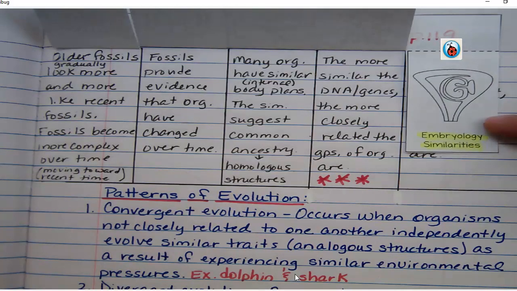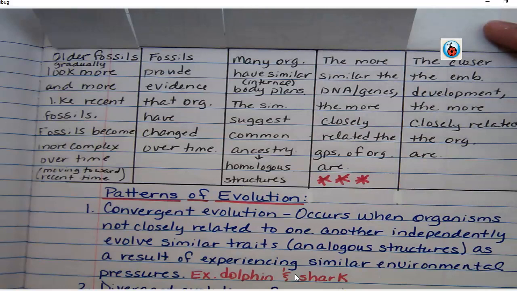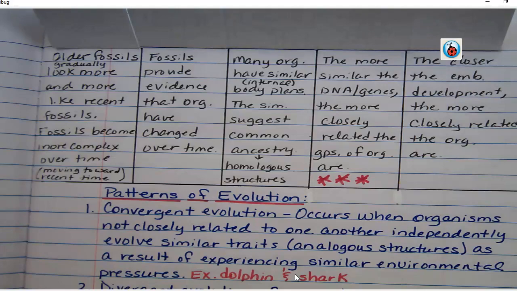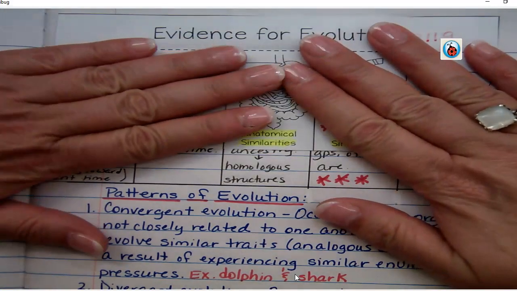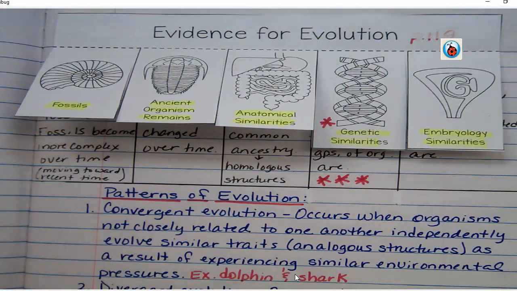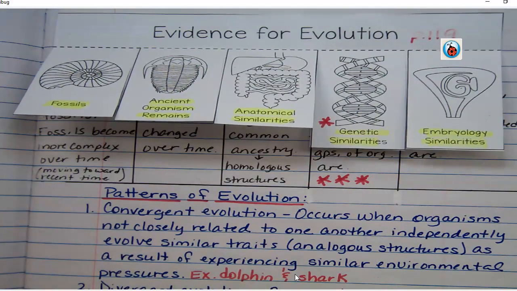And then lastly, we did not go over embryological similarities, looking at how the embryos develop. Again, if you're trying to figure out who's more closely related to who, don't look at what the adult organism looks like. Look at how the embryos develop. The closer the embryo's development, the more closely related the organisms are. So again, these are our flaps on evidence of evolution. You probably needed to stop and start the video as needed.